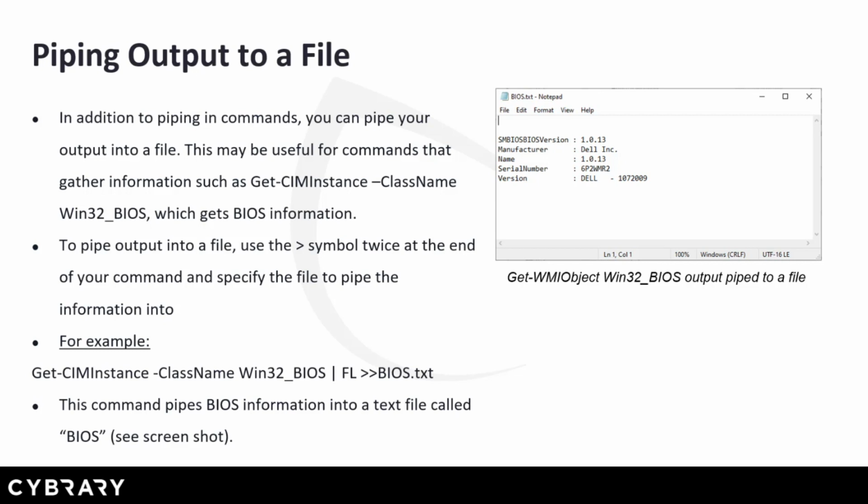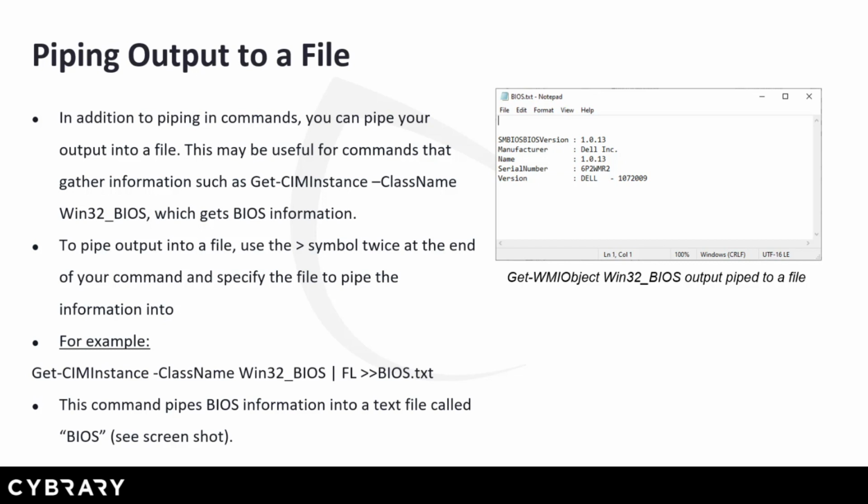Another item that you're going to want to know with piping is how to pipe output to a file. In addition to being able to pipe in commands, you can pipe your output to a file. This is very useful for commands that get information such as the CIM instance item. This one shows Win32_BIOS, which is BIOS information. What you can do is run the commands as a script and create files so you have all sorts of pieces of information about what you need to get.